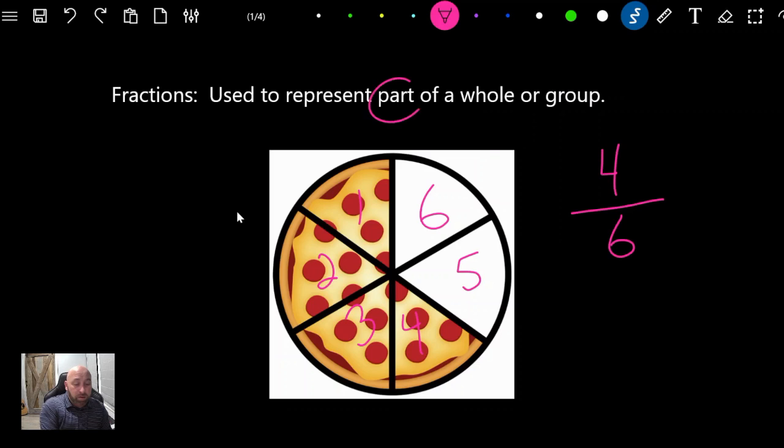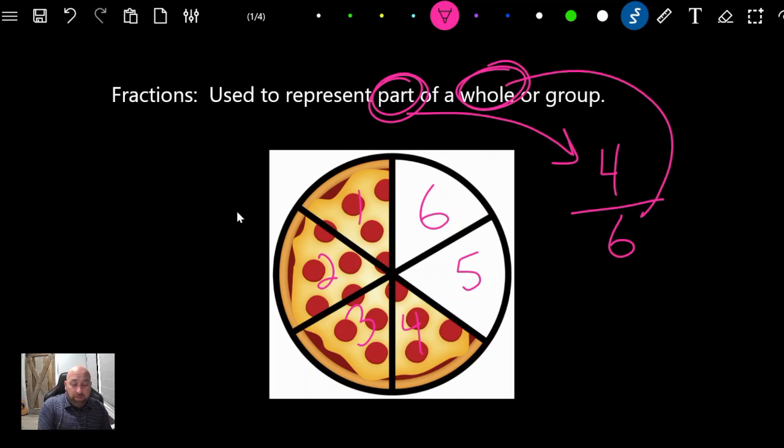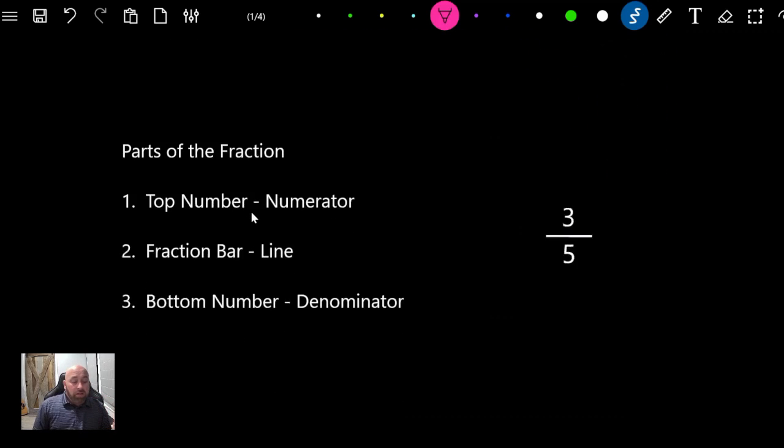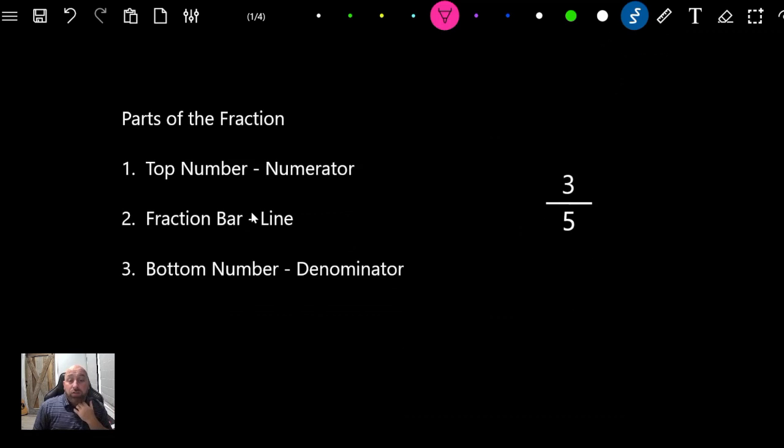So this is the part, that number right there is the part, and then this is the whole, right? That's how many total pieces of pizza there are. So it's part over whole or part over total. How many total pieces are there in the pizza? There are 6. That's the bottom number. The top number is how many do I actually have. Okay? Now, let's talk about those parts to a fraction, right?